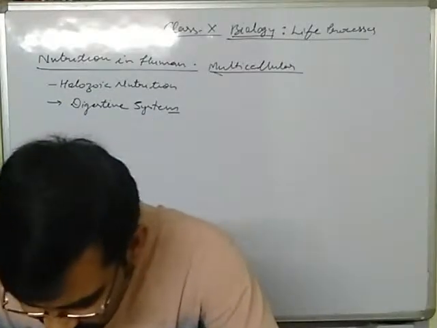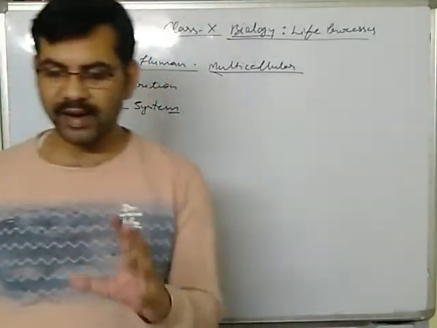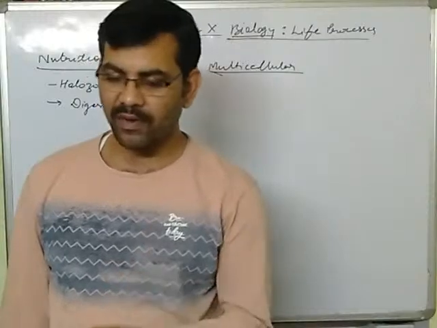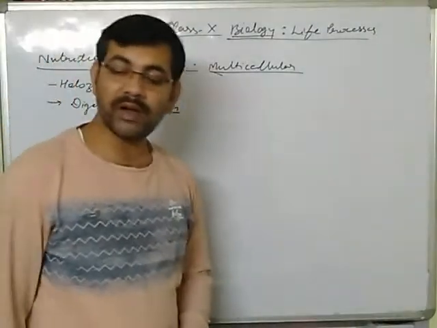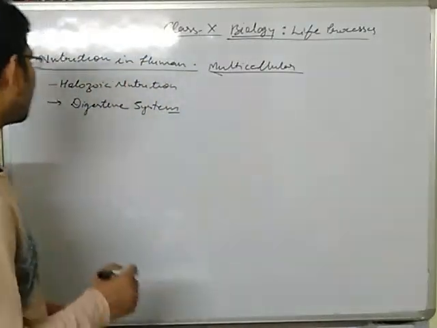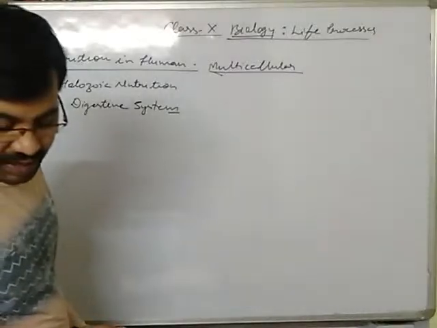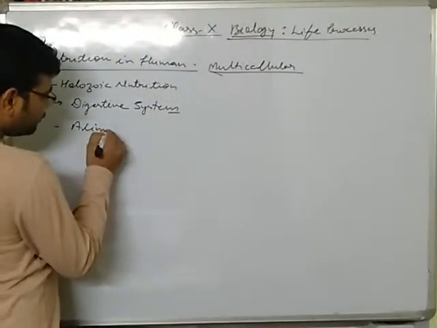Now we'll discuss which kinds of organs and digestive glands are found in the digestive system. Our digestive system is made up of a canal, a tubular structure, which is termed the alimentary canal.